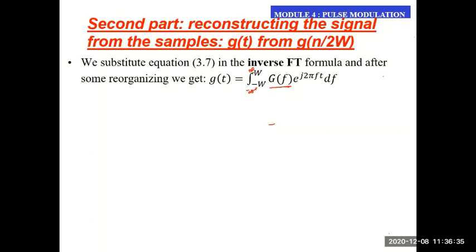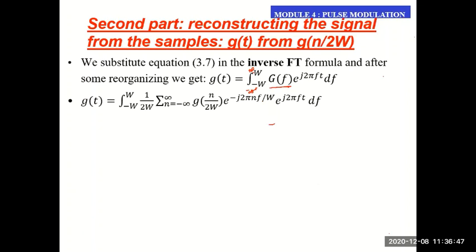We started off with this in the morning. I asked you to apply the inverse Fourier transform to the given function g of f, whatever g of f we had obtained in equation 7. So the limits from minus infinity to plus infinity would change to minus w to plus w. Did you try the derivation?